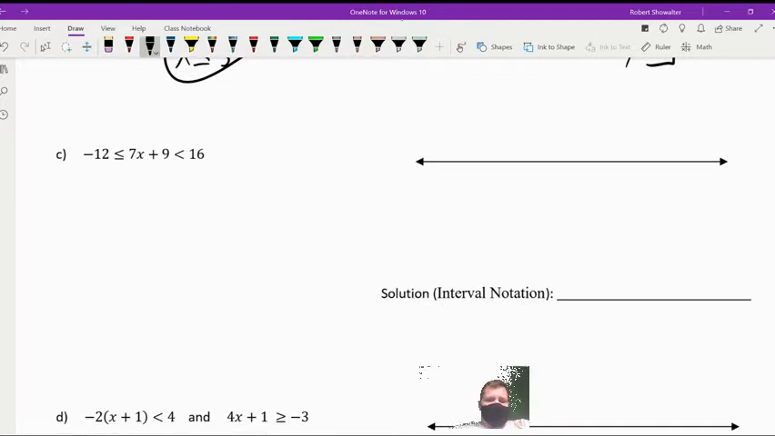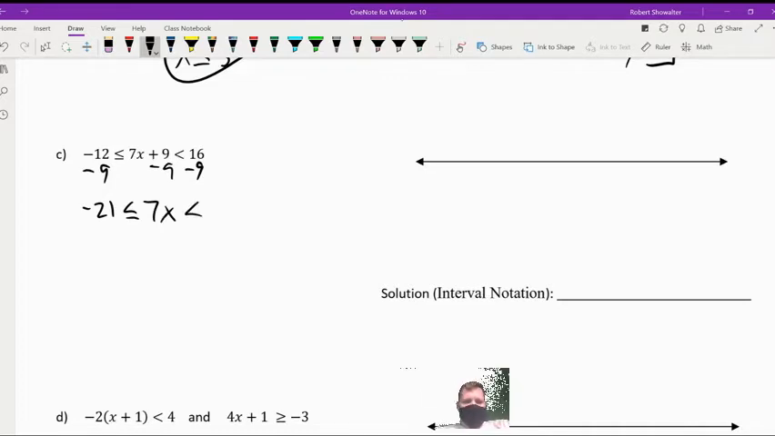Another setup. Again, we have 3 parts to this. We have to subtract 9 from all 3 parts. -12 minus 9 is -21, less than or equal to 7x, less than 16 minus 9. That is 7. So 16 minus 9 is 7.